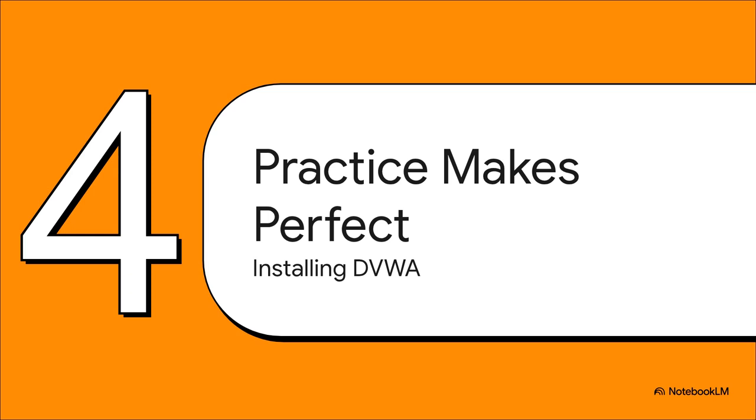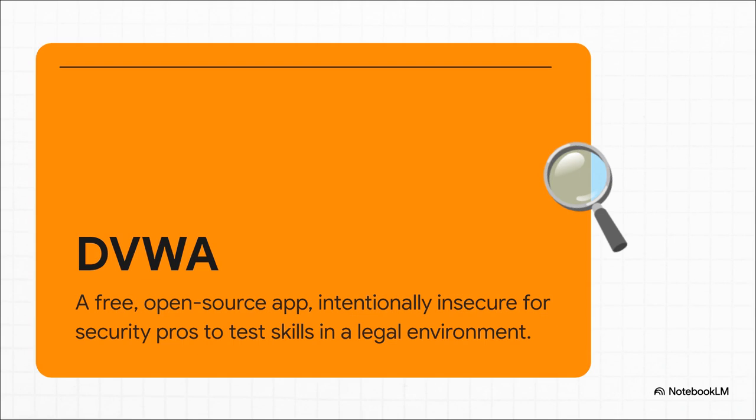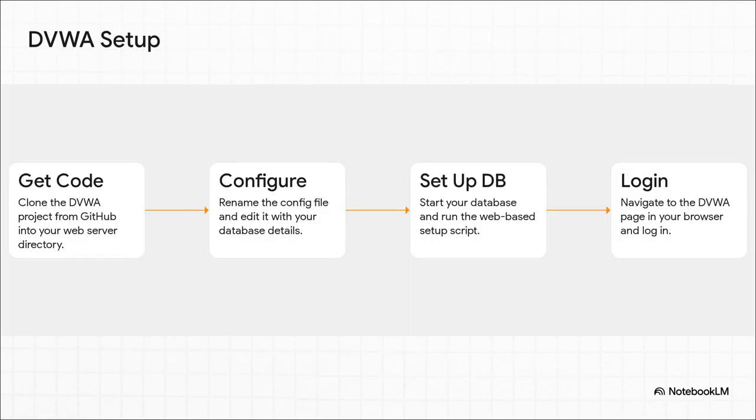We need a target. Something that is intentionally vulnerable that we can legally and safely attack. So let me introduce you to your new favorite sparring partner, the Damn Vulnerable Web Application, or DVWA for short. It's a web app that's been purposefully built with a whole bunch of common security flaws. It is literally designed for you to break it, which gives you the perfect, safe, and legal environment to practice finding and exploiting vulnerabilities.